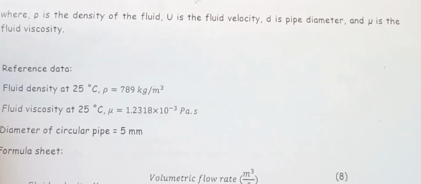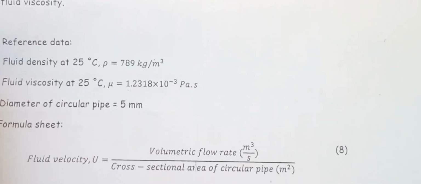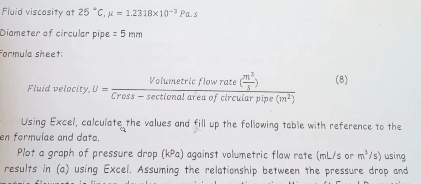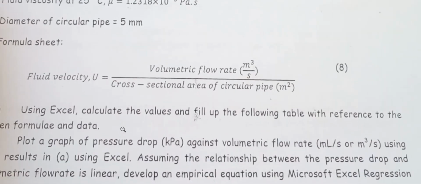Fluid density at 25 degrees Celsius is equal to 789 kilogram per meter cube. Fluid viscosity at the same temperature is equal to 1.2318 times 10 raised to the power of minus 3 Pascal seconds. And the diameter of circular pipe is 5 millimeter, which is the same thing as 5 times 10 raised to the power of minus 3 meters. We're also given the formula for fluid velocity, which is volumetric flow rate divided by cross-sectional area.